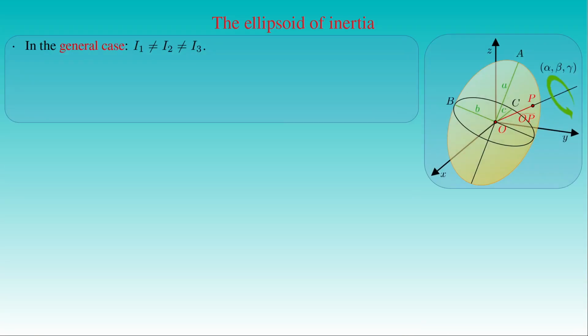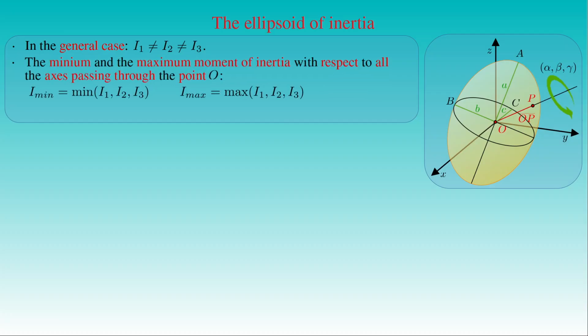If we consider the general case, these principal moments of inertia are not equal to each other. In fact, the minimum value of these principal moments is equal to the minimum value of the moment of inertia with respect to any axis passing through the point O. Similarly, the maximum value of these principal moments gives the maximum value of the moment of inertia with respect to any axis passing through the point O. In a special case where all the three principal moments of inertia are equal to each other, the ellipsoid of inertia becomes a sphere, that is, the moment of inertia of the body is the same with respect to any axis passing through the point O.